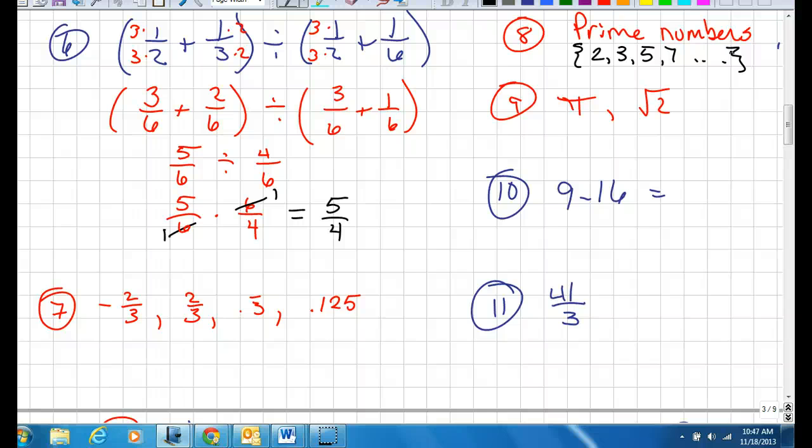Nine, it says, give an example of a real number that is not a rational number. So pi would be an example. Square root of 2 is an example. Did anybody have anything else they put down? You could say square root of 3, square root of 10. Okay? 10. 9 minus 16 is the same thing as saying 9 plus a negative 16. Which is what? Negative 7.